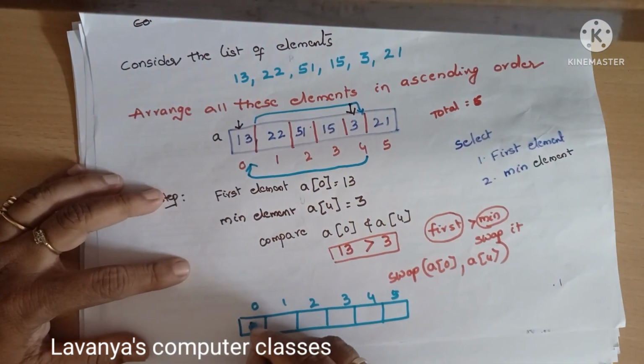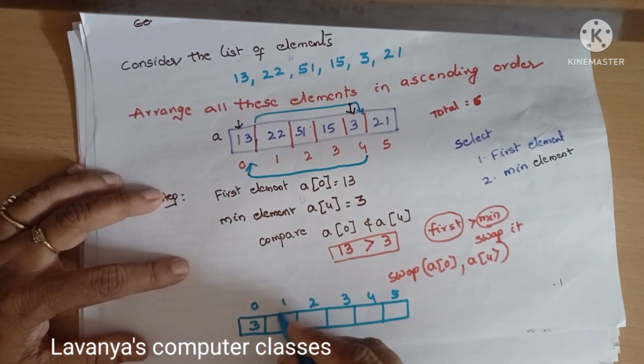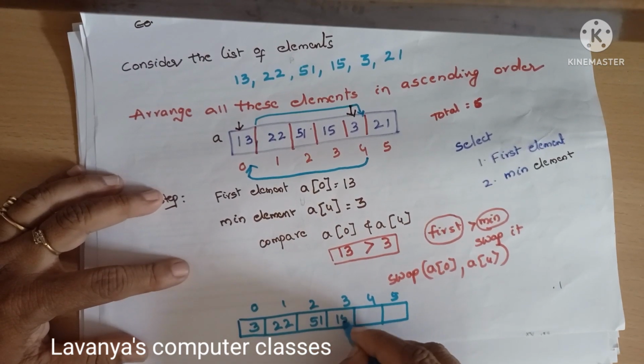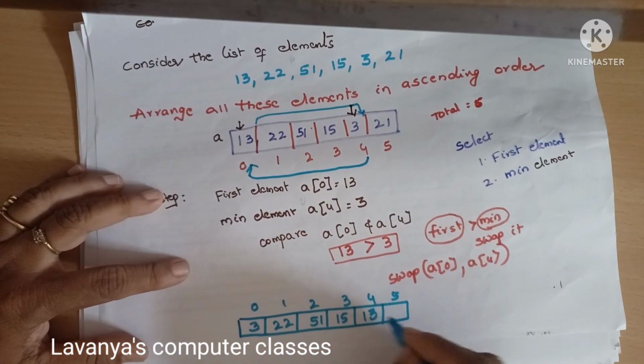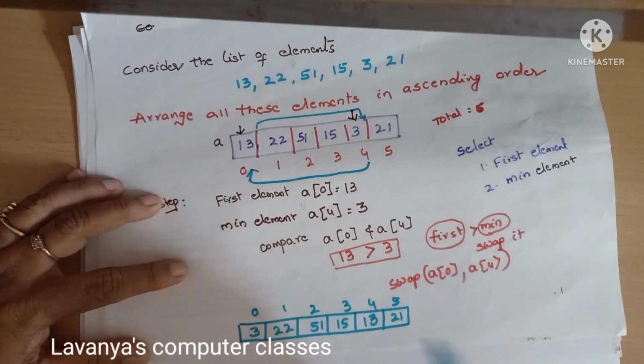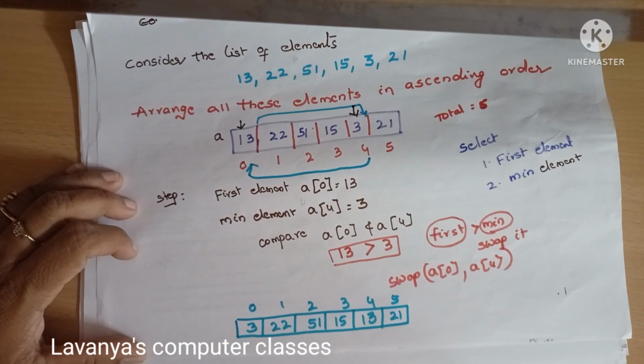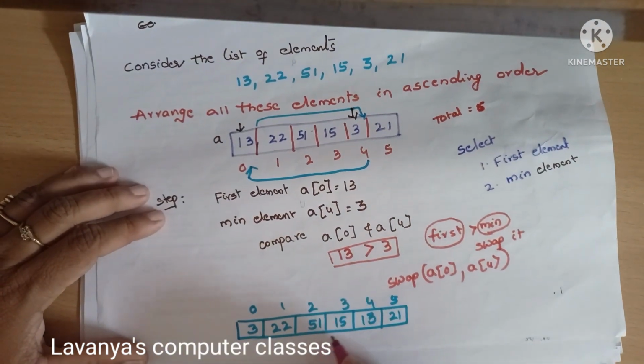That means 3 is coming in the first place. Next, 22 is like this only. 51 is no change. 15 is no change. 13 is coming here. Then 21. So after step 1 is completed, your elements are like this. Swap these elements like this.